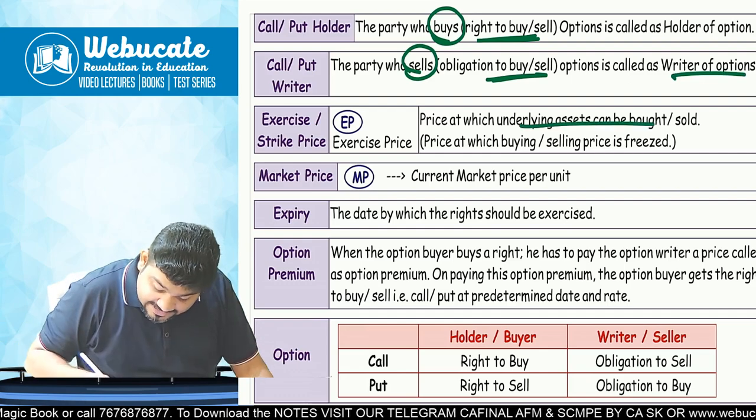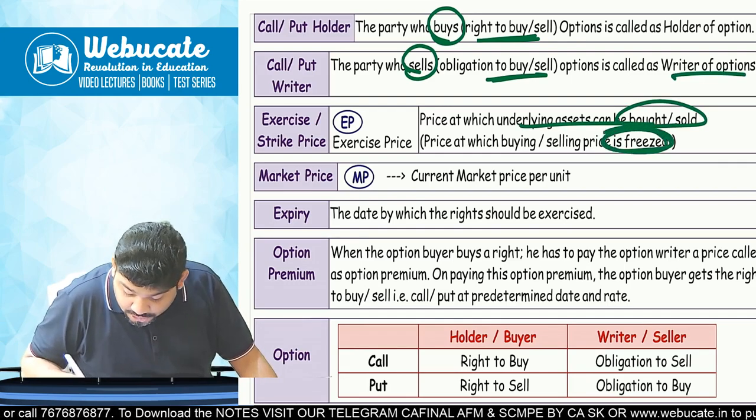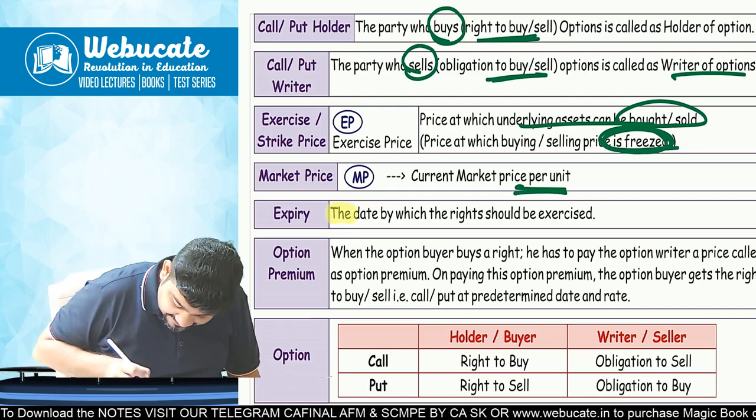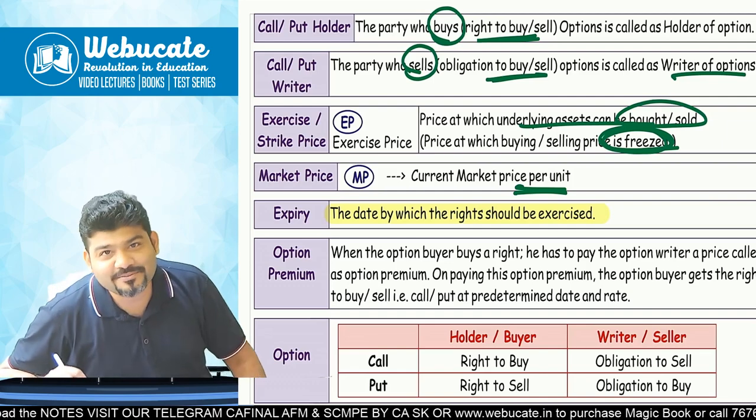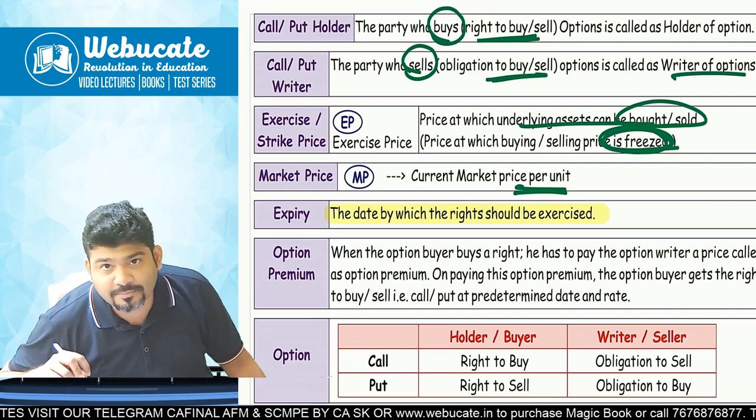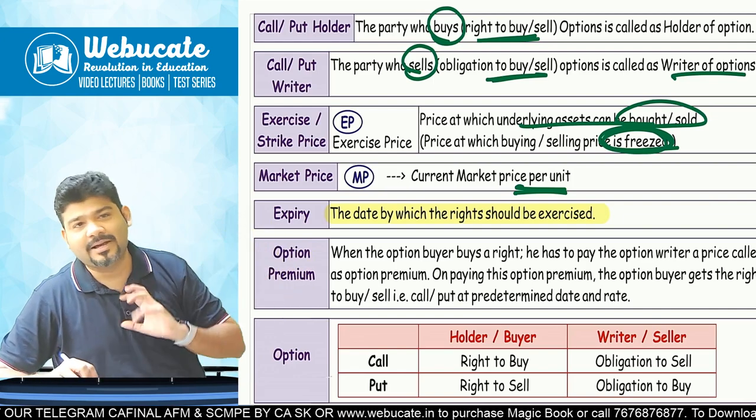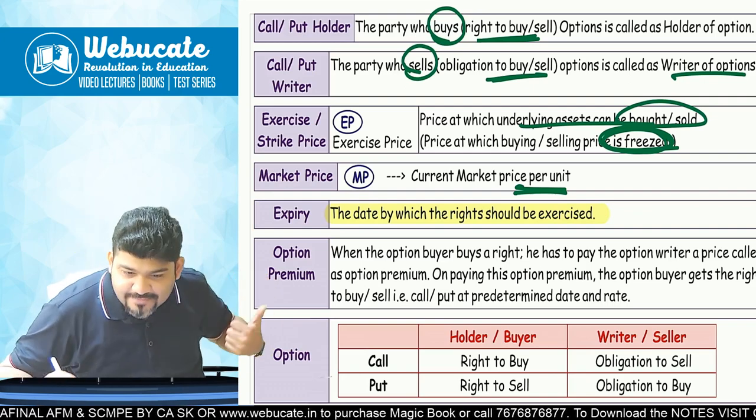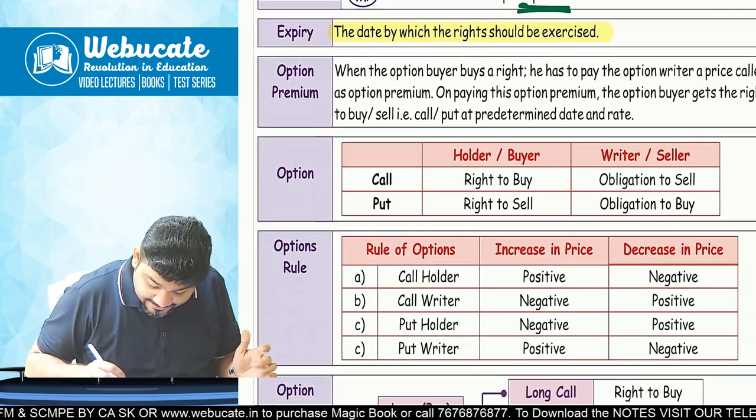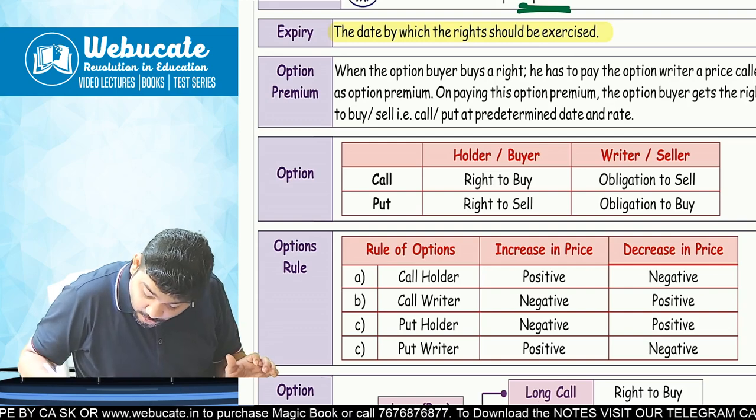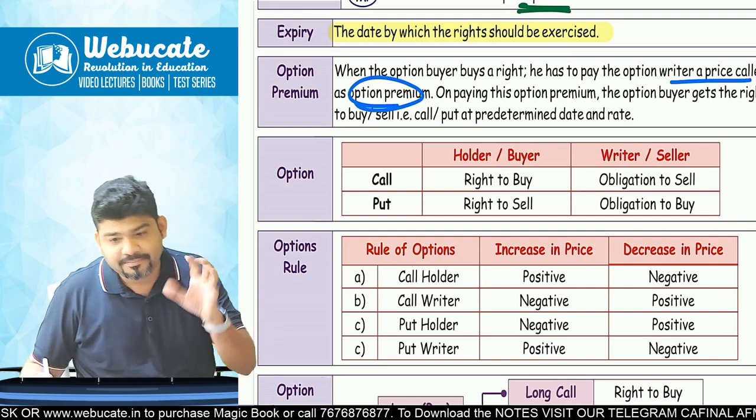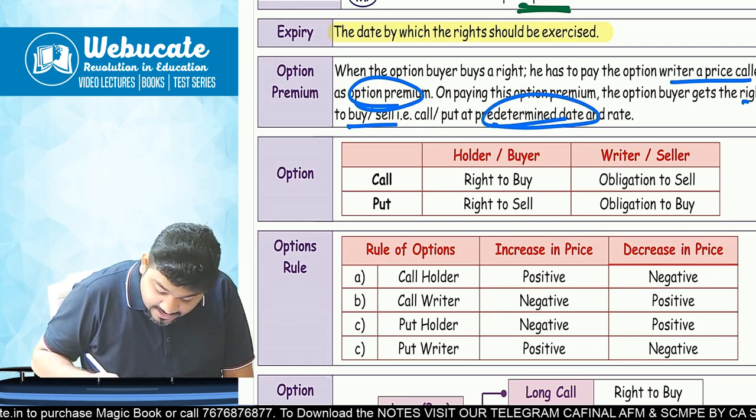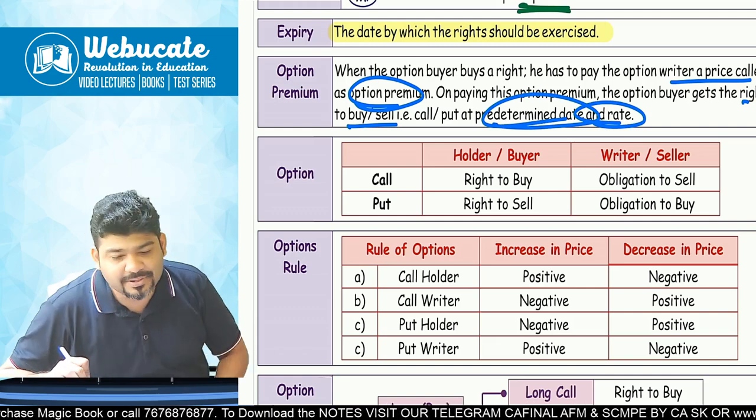Exercise price is the price at which the underlying can be bought or sold, which is the frozen price. Market price is the current market price, which is going on. Expiry is the date by which the right should be exercised. So you have paid a premium, not for a lifetime, but for a particular period. Okay, I am paying this for 3 months. Within 3 months, whenever I want to exercise, I will exercise, and I am paying a premium for that. So when the option buyer buys a right, he has to pay the option writer a price called the option premium. On paying this option premium, the option buyer gets the right to buy or sell at a predetermined date and predetermined rate.